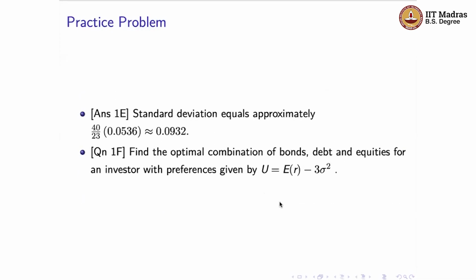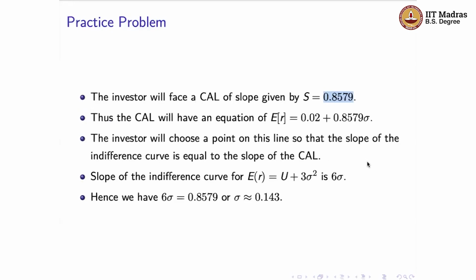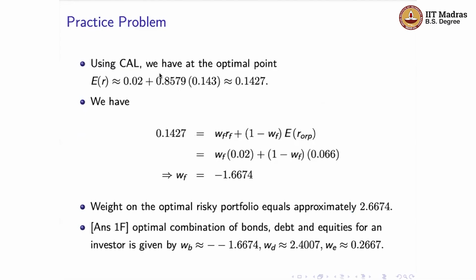Remember, our question is to find out what's the optimal combination of bonds, debt, and equity. So once we have figured out what sigma is, we can figure out the expectation of R, right? How do we do that? Well, we have the CAL. So from there, we end up getting that expectation of R is 0.1427. And based on this, now we can figure out the weight on the risk-free asset, right? How do we do that?